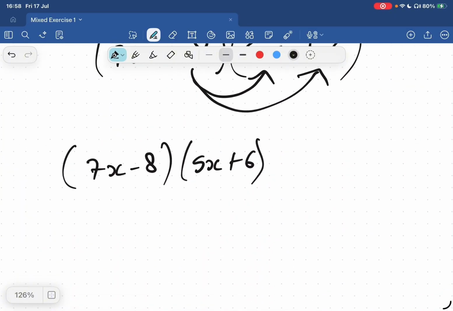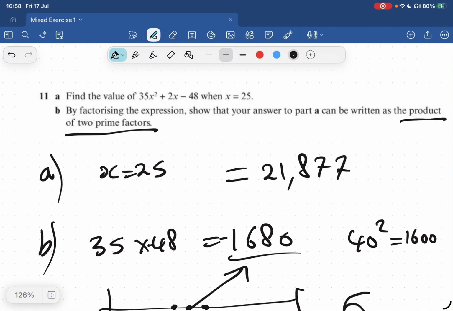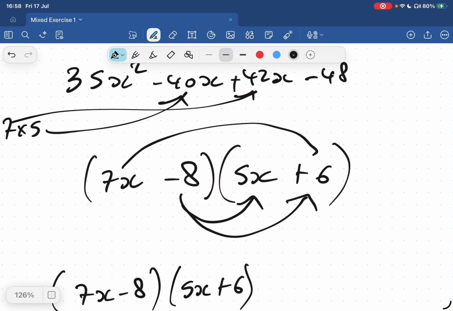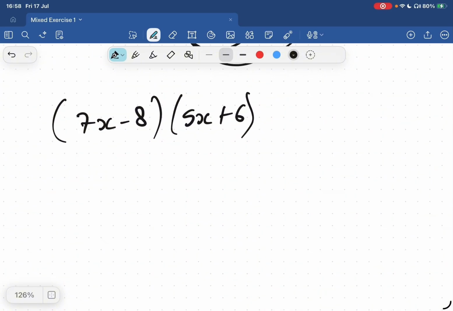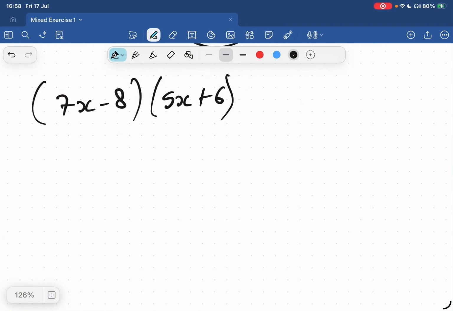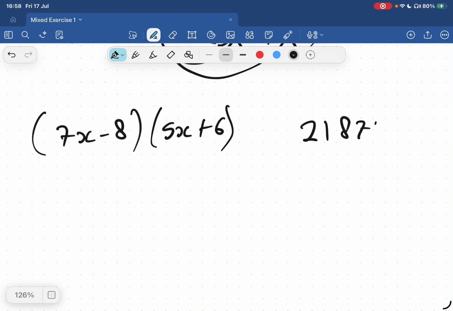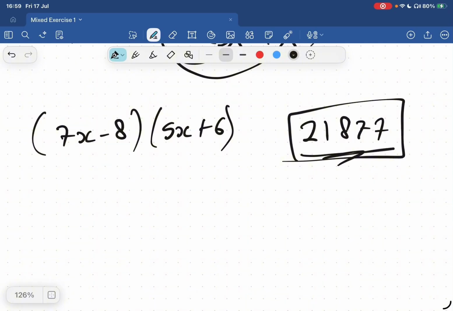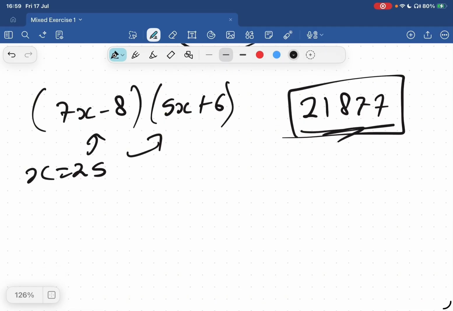Perfect. Now, what did the question want? We've done the factorization. Show that the answer to A can be written as the product of two prime factors. So 21,877 was our answer to A. And how do we get that? Well, if you were to sub in x equals 25 into here, then you would times those together, and that would equal 21,877. So they've given you a hand here. They've told you this is the method that you need.